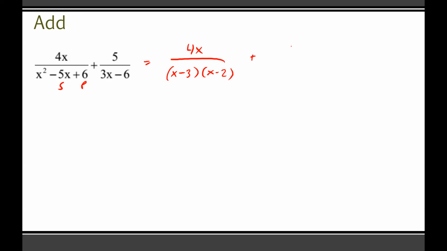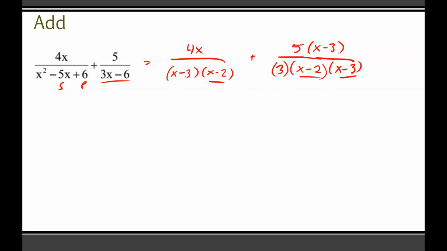And we're adding this to 5 over 3x minus 6. Well, the only thing we can factor there is take out a 3. So it's 3 times x minus 2. So now we just look at our denominators and think, okay, what pieces do we have in common? We have this x minus 2 in common, so that's all well and good. But this one on the left has an x minus 3 that the other one does not. So I'm going to put an x minus 3 on the top and the bottom of this other one.